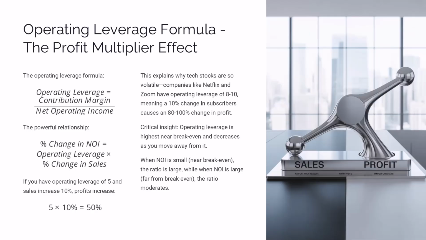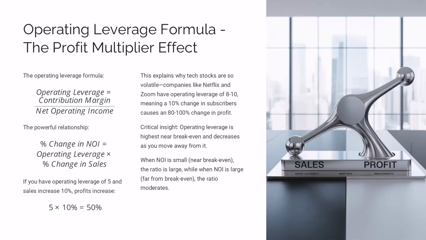The operating leverage formula is operating leverage equals contribution margin divided by net operating income. And the powerful relationship is percent change in NOI equals operating leverage times percent change in sales. So if you have operating leverage of 5 and sales increase 10%, profits increase 5 times 10% equals 50%, which explains those massive earnings beats that send stocks soaring.